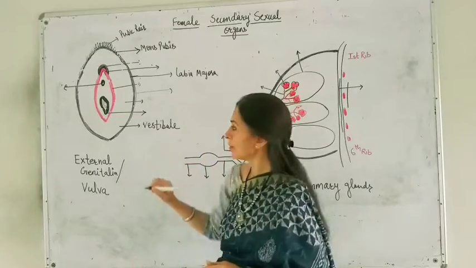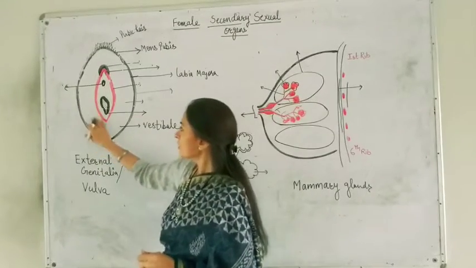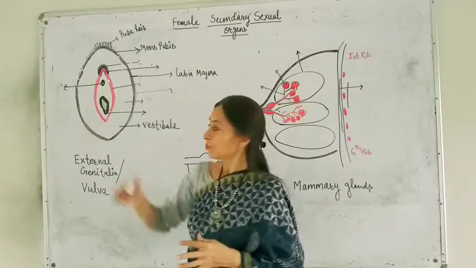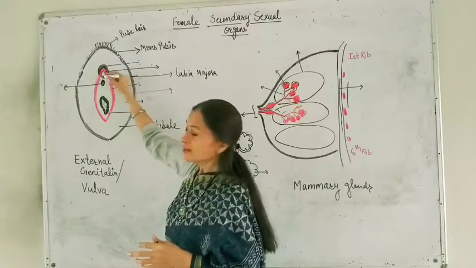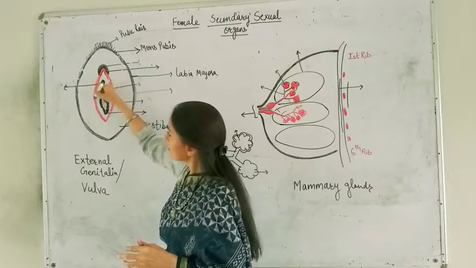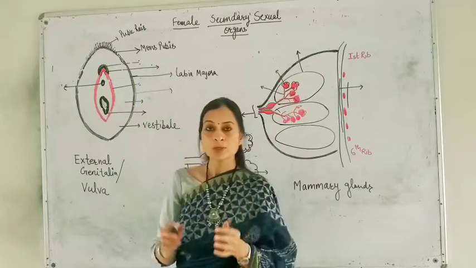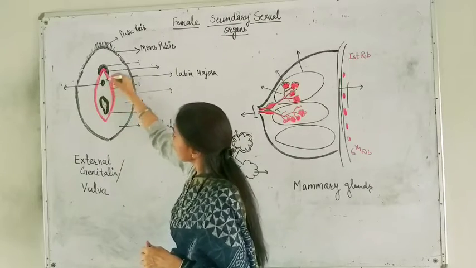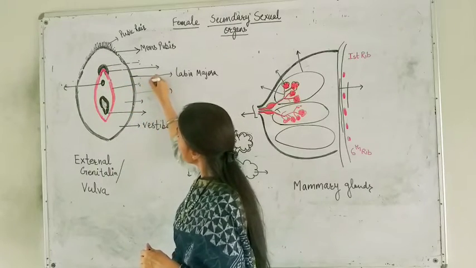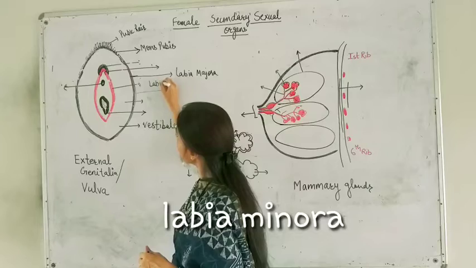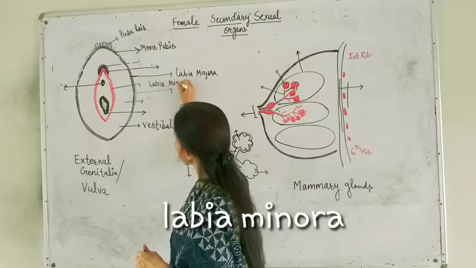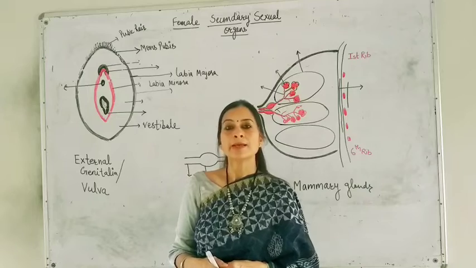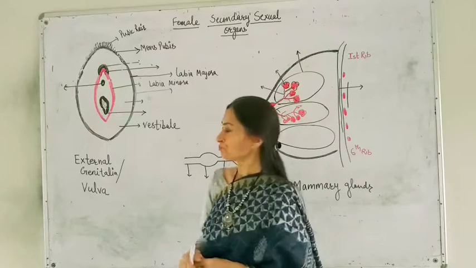These two folds from both sides cover a space known as the vestibule. Now this vestibule also has another fold of skin. You can see here, this is the red color fold I have shown in this diagram. This fold is known as the labia minora. This is another fold of skin which is known as the labia minora.